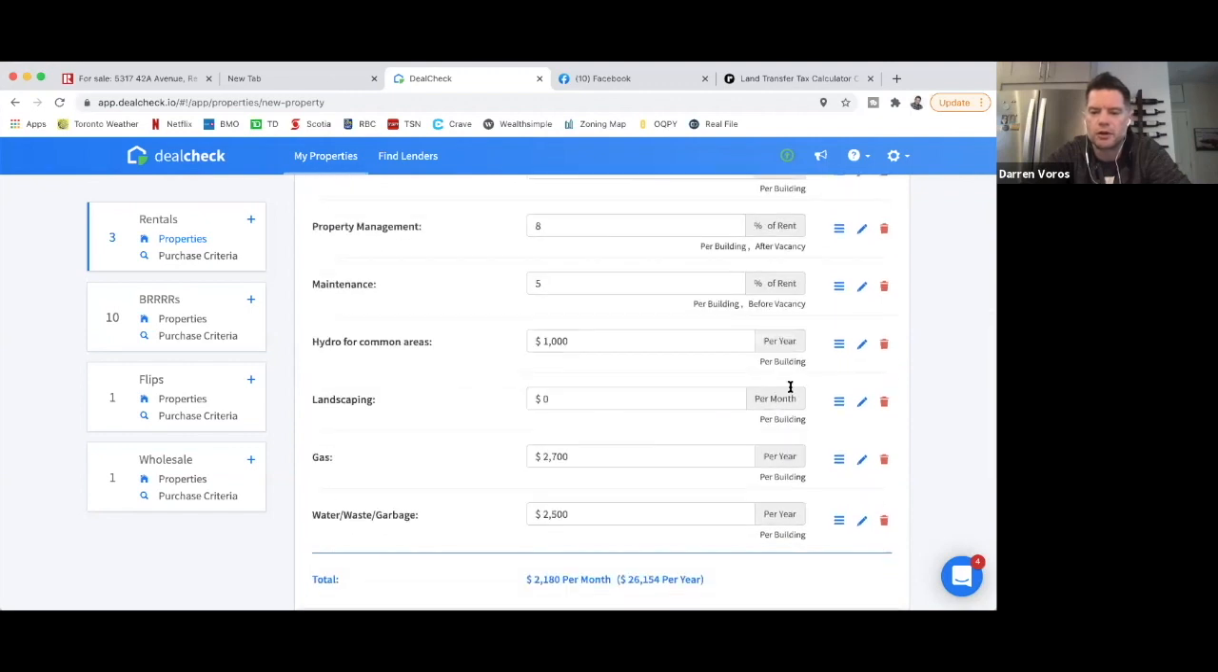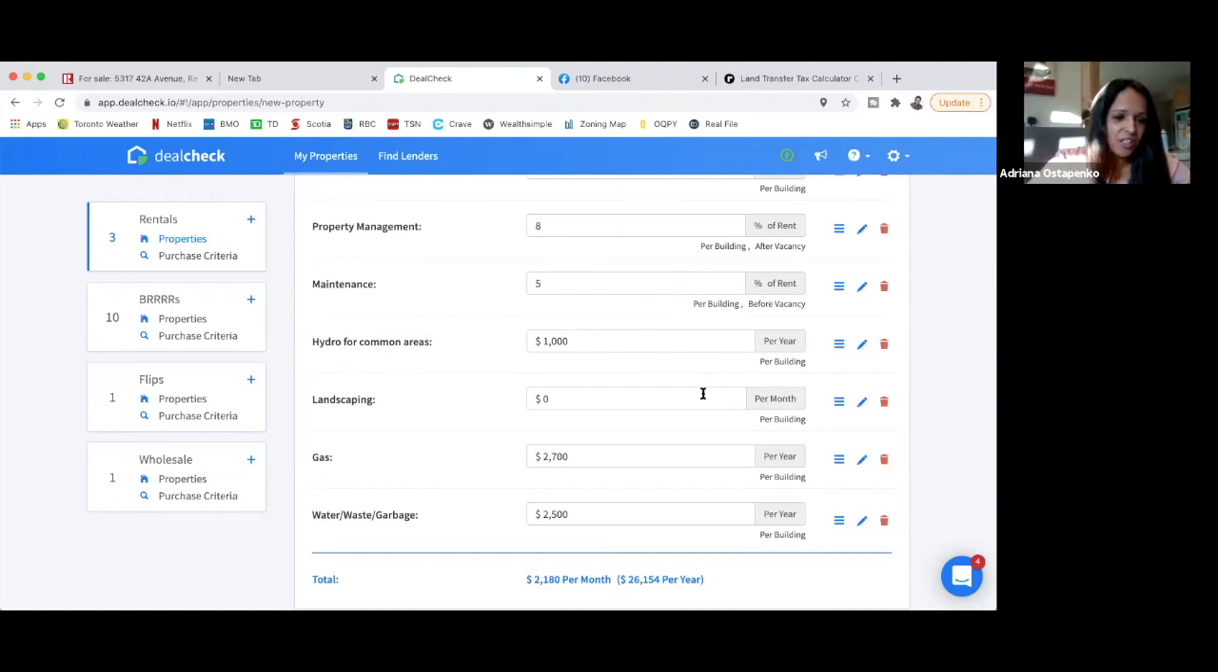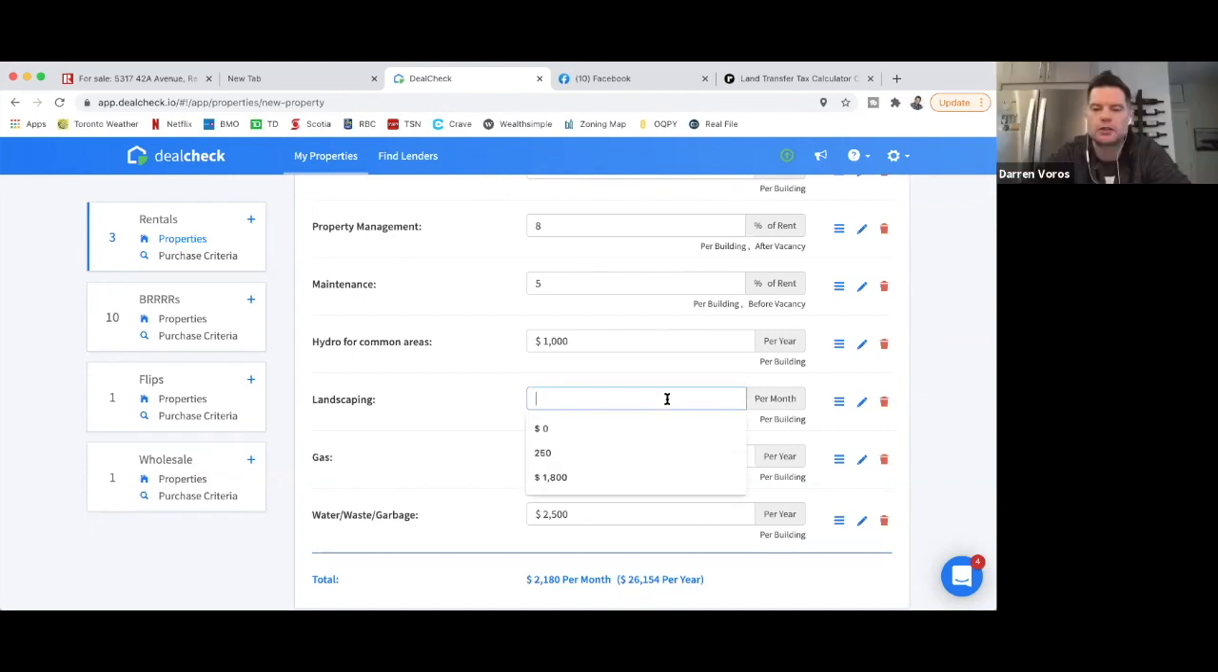Percentage of rent per year, per month. What about landscape? Is there going to be any snow removal or landscaping on this property? So not that they have mentioned here, I'm sure you would need some snow removal. There's no grass area, so I don't think landscape would be necessary. Okay, so let's call it $150 a month in the winter.